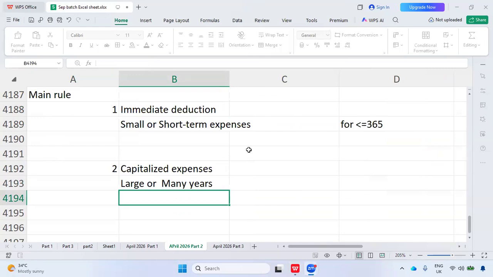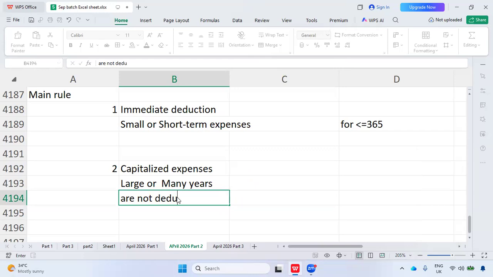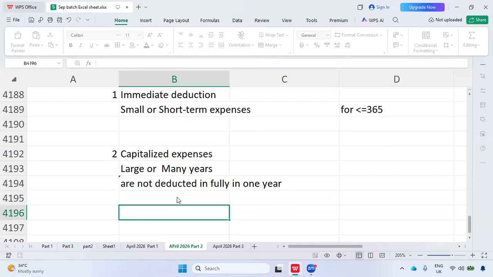And also, if it is a capitalized expense, it is not deductible fully in 1 year. Which means we can claim it as an expense, but not immediately; we can claim it over the period of the life of the asset. So slowly we will claim it as an expense through depreciation or amortization or depletion.